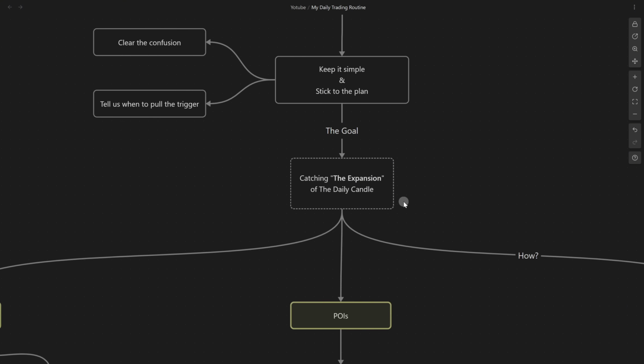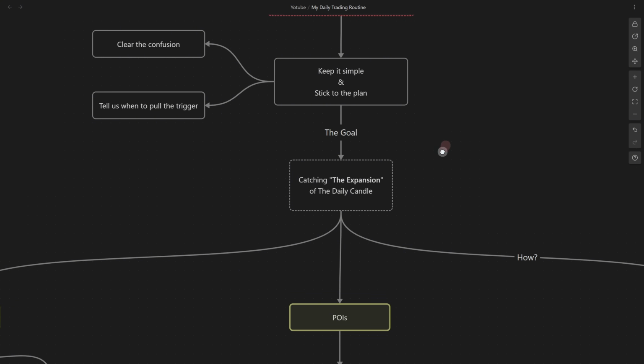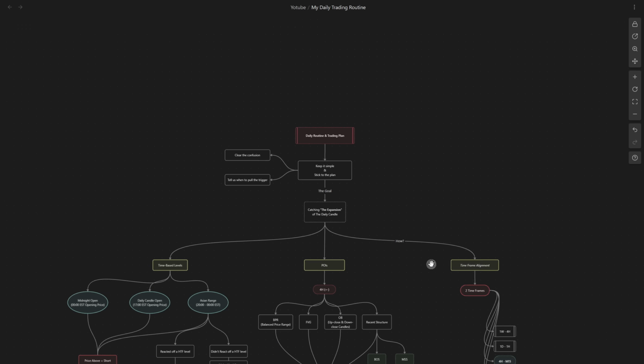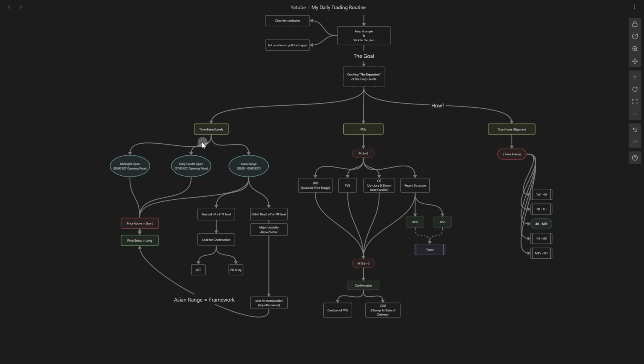Now the main goal of the whole trading plan is to catch the expansion of the daily candle. So we understand that we have a big daily candle and I'll be executing on the 15-minute time frame. That's why I need to be involved with the 4-hour and the daily candle, and I really want to catch the major part of the daily candle. So what we're going to do first is look at the time-based levels, then go over the POIs, and then go over the time frame alignment.